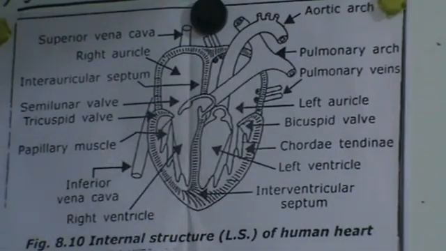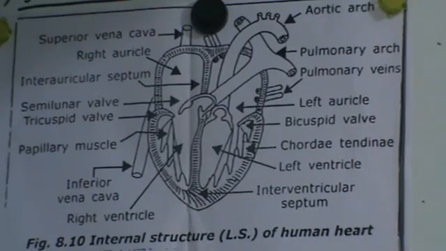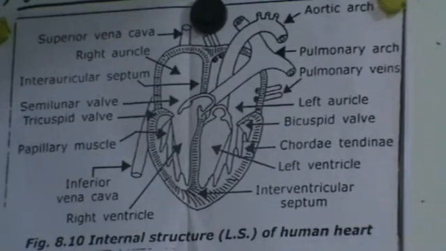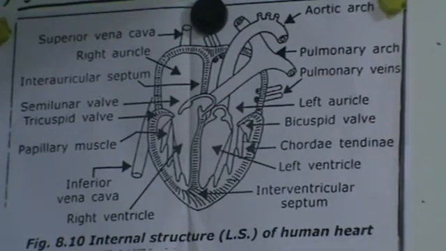This is your left auricle. The left auricle is slightly smaller than the right one. You have 4 pulmonary veins from the lungs opening into the left auricle. 1, 2, 3, 4. These are your 4 pulmonary veins. Thus, the left auricle receives oxygenated blood from the lungs.